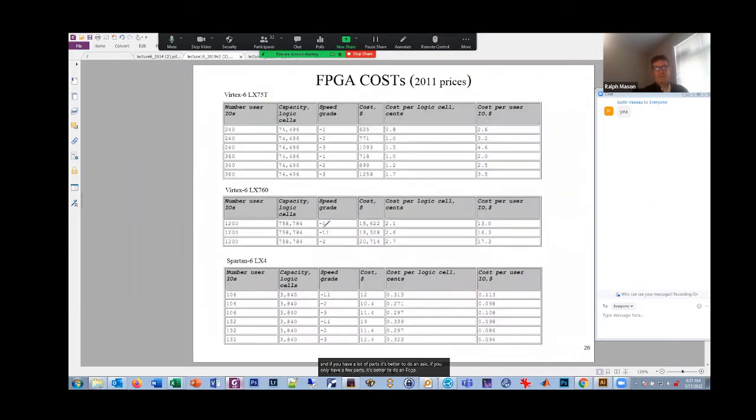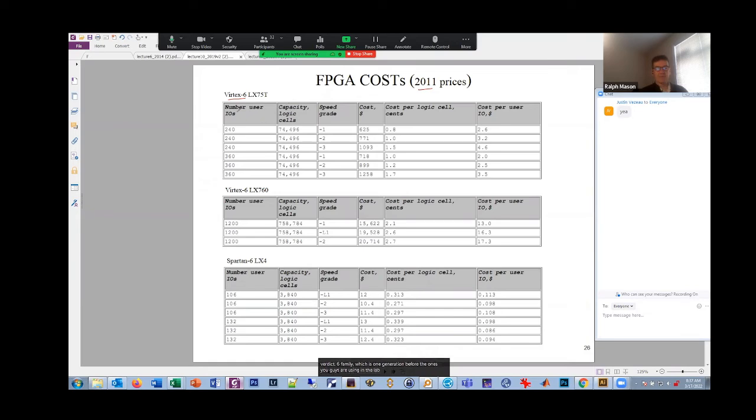The next thing is this is kind of old. This is like 2011 prices, but the pricing is still about the same today, except that the FPGAs are much bigger than what's shown here. But this is the Virtex 6 family, which is one generation before the ones you guys are using in the lab.